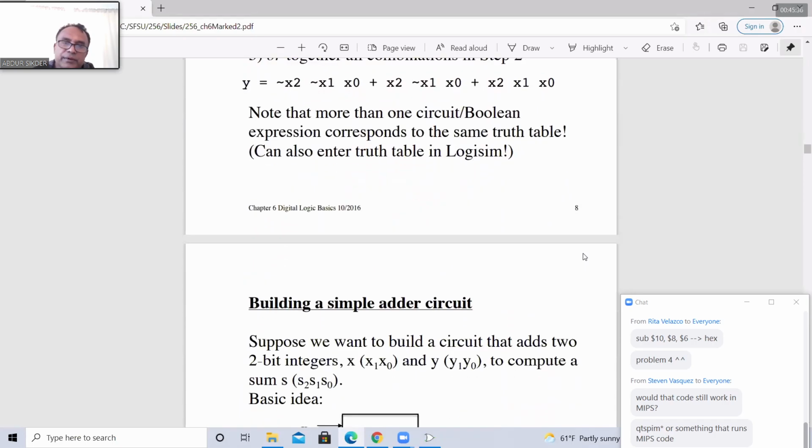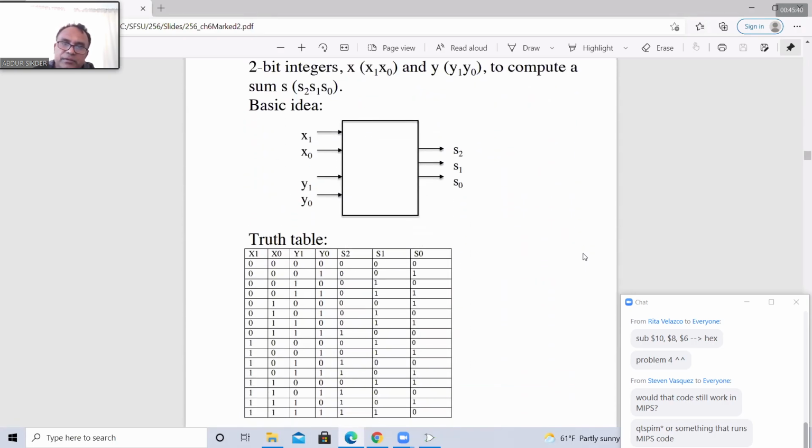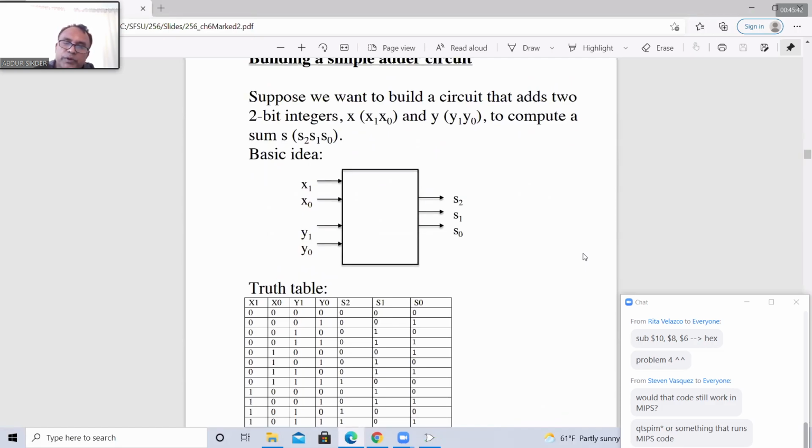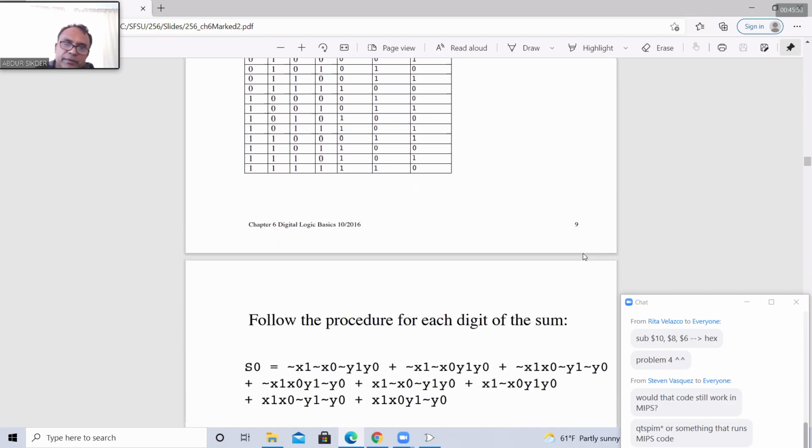Then we have this simple adder circuit. We have this four input and three output for the adder, and this is the truth table for that. It's given, so you just draw this circuit. We're given the truth table.